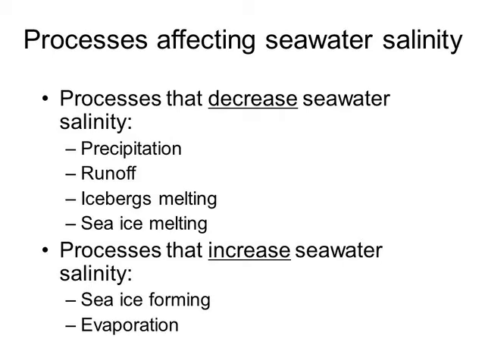We have processes that affect salinity in the ocean. These four processes decrease seawater salinity. Precipitation: whenever it rains over the ocean, you're introducing fresh water, and that decreases salinity. Same with runoff, you're taking fresh water from land and putting it into the ocean, which will decrease salinity. And icebergs and sea ice melting also decrease seawater salinity. When you form sea ice or when you have a lot of evaporation from the sun, those are processes that can increase salinity.